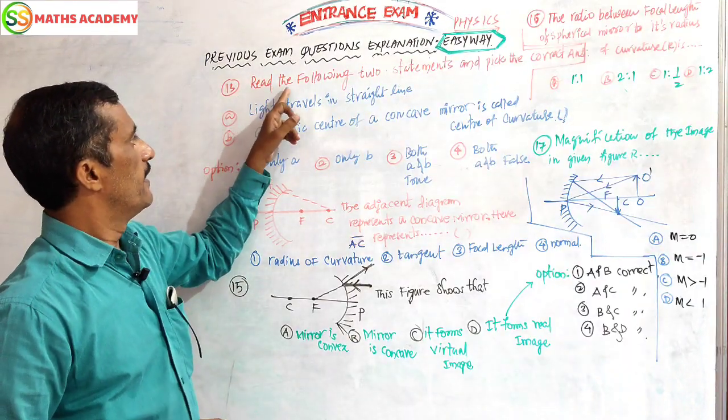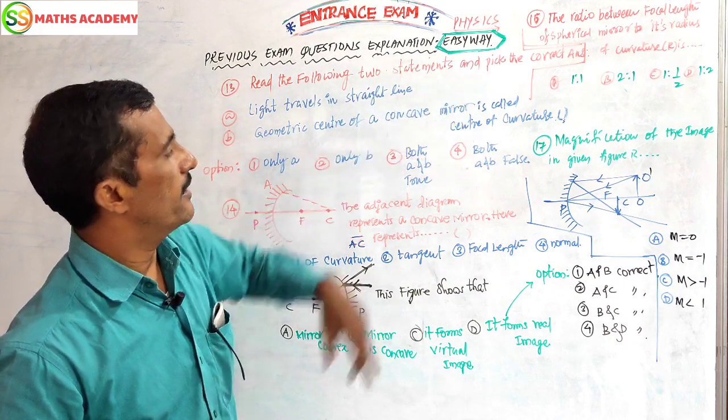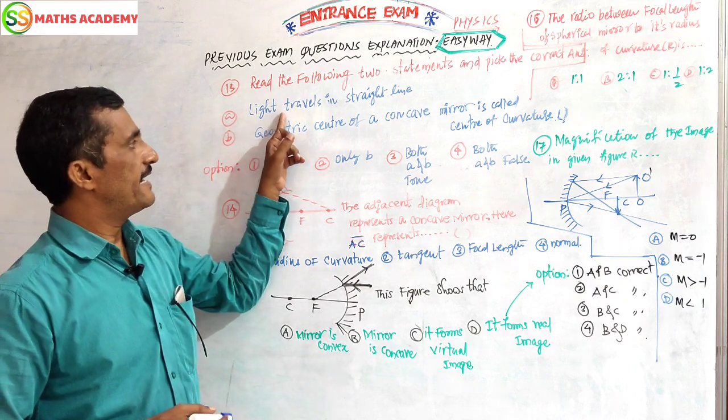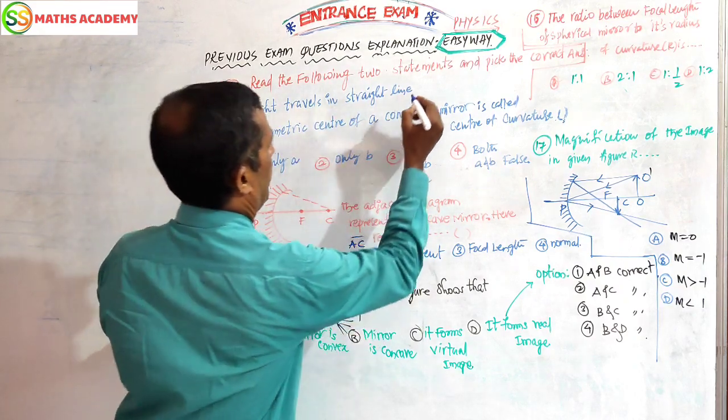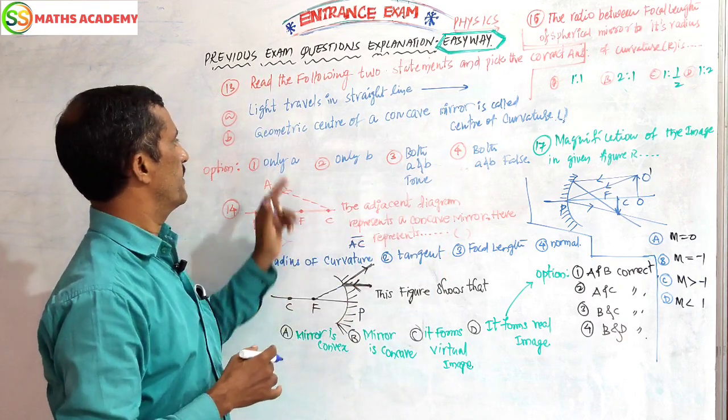First question, you see: read the following two statements and pick up the correct answer. A. Light travels in a straight line. Correct only, because light always travels in a straight line direction.